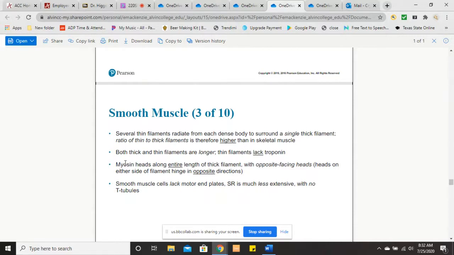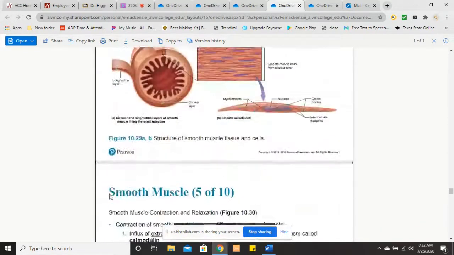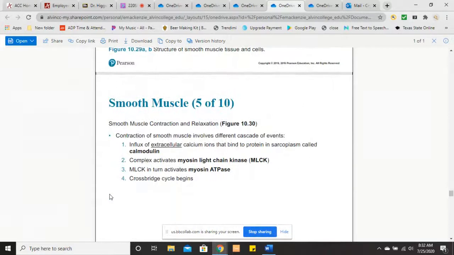But there's something else. Turns out smooth muscle doesn't have as big a sarcoplasmic reticulum. And because it does not have as big a sarcoplasmic reticulum, it actually does not have T tubules. Okay. So that's a little bit on some differences between smooth and skeletal. I mentioned it doesn't have that much of a sarcoplasmic reticulum. So if it doesn't have that much, where is it going to get its calcium from? It still needs calcium to do the contraction. So where is it going to get it from? That's what we talk about here.